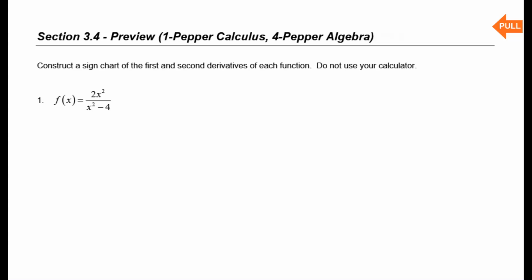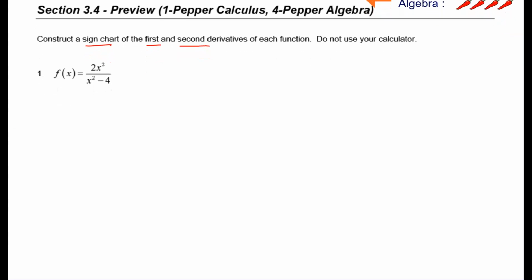So now we're going to move into section 3.4, and these problems I'm going to give you here today I like to call 1-pepper calculus and 4-pepper algebra, because the calculus that we're going to do, not too tricky, but the algebra required to do what we're asked is going to be really hard. And this is just a preview. The things we're doing here, notice I've asked you to do a sign chart of the first and the second derivative of each of the functions. These are things we've done before, but in this section we're going to go a little deeper and find out what they actually mean. Okay, so let's go ahead and get started.